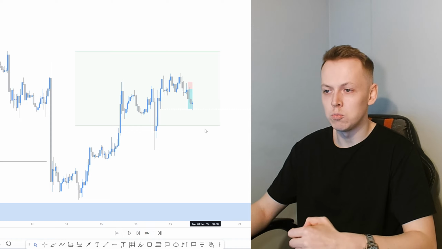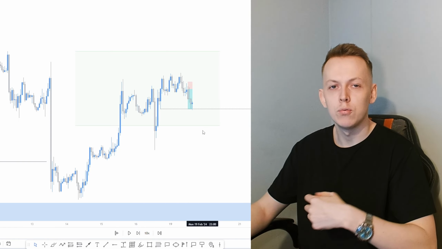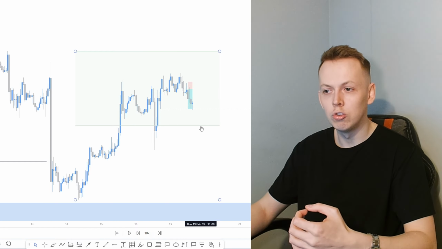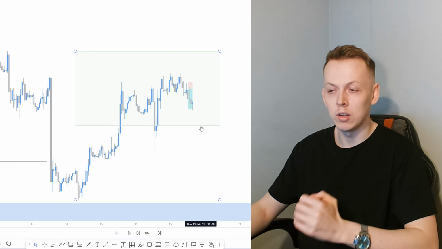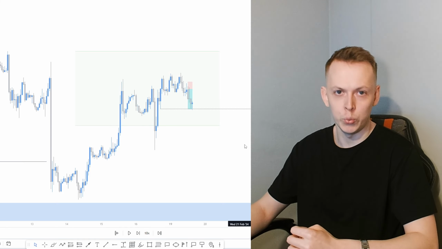So now what I'm going to do is keep playing through price action and show you what actually happened for the rest of this week, and then another entry style that you could utilize to get involved in a similar position. So let's get straight into the charts and see how price performed for the rest of the week.